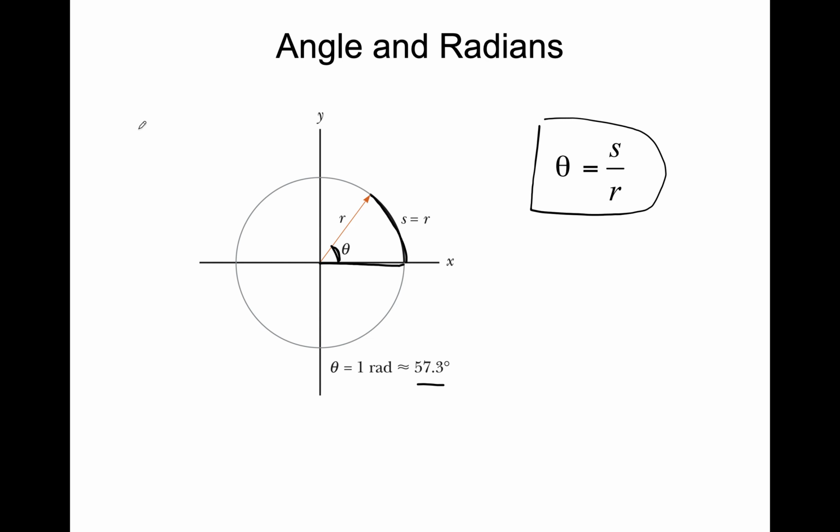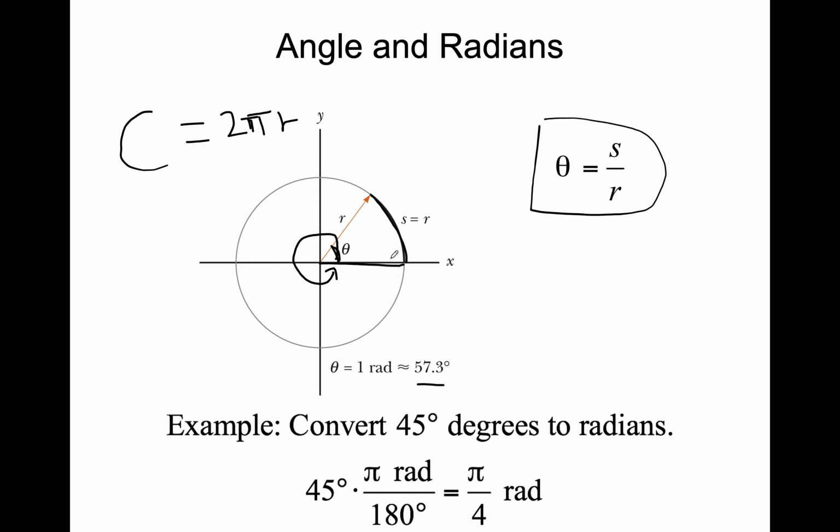If we recall how we calculate circumference: circumference equals 2 times pi times r. So by definition, the entire circle, this angle, is 2 pi radians. Which means from x to y, this 90-degree angle is 1/2 pi. And 45 degrees would be 1/4 of pi, pi over 4 radians. So this is how radians were defined.